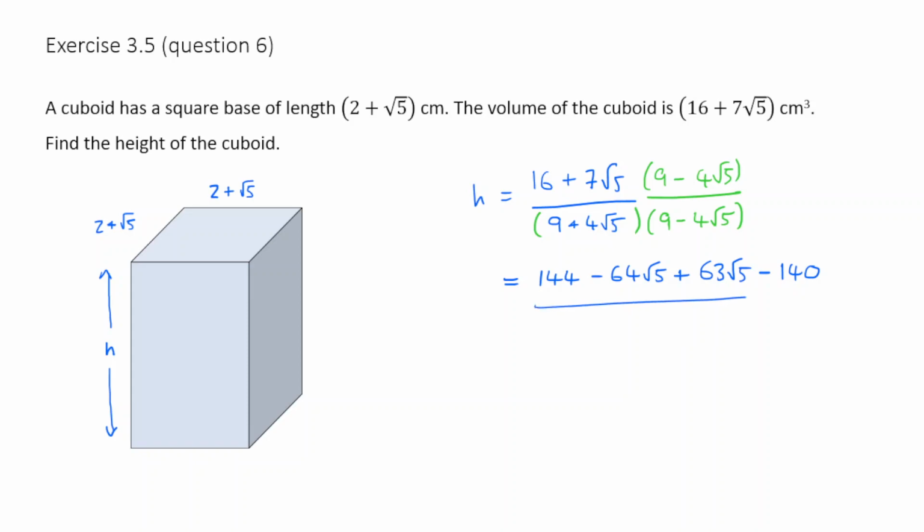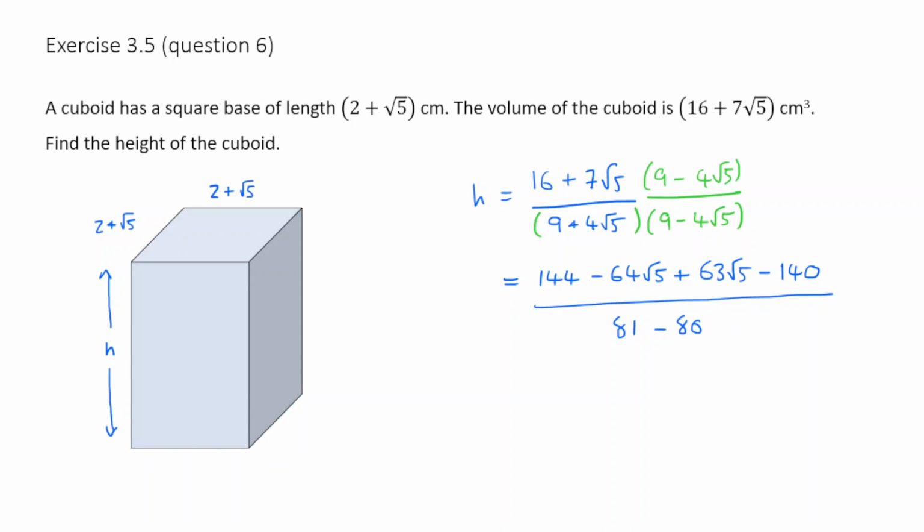On the denominator, we're going to have 9 times 9, which is 81. 9 times minus 4 root 5 and plus 9 times 4 root 5, those are going to cancel off. And so we're going to be left with 4 root 5 times minus 4 root 5. Well, 4 times 4 is 16. Root 5 times root 5 is 5. So 16 times 5 is 80. So we've got minus 80.